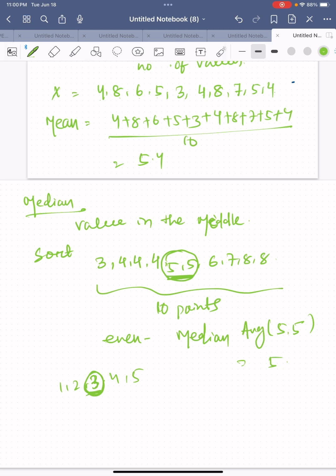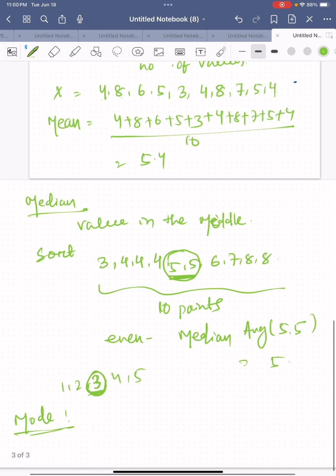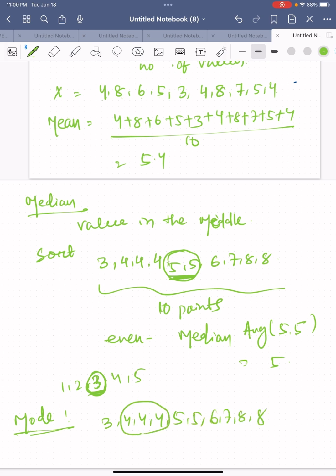Now, mode is the data point that occurs the most number of times in the data set. In our case 4 will be the mode. In this sorted data, 3, 4, 4, 4, 5, 5, 6, 7, 8 and 8, 4 appears 3 times. So the mode will be 4.